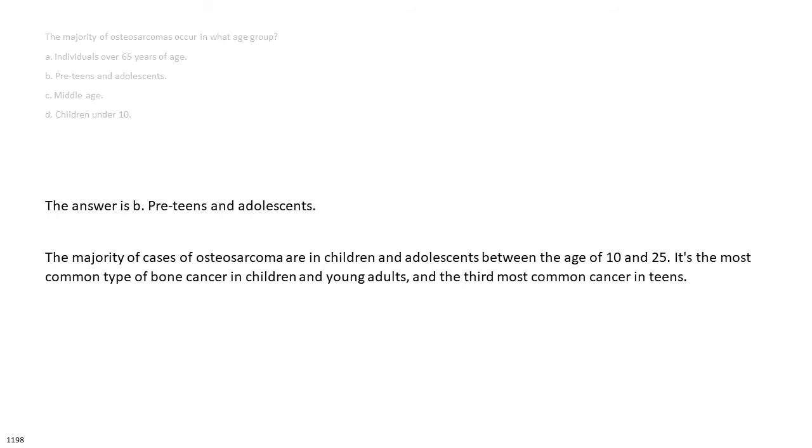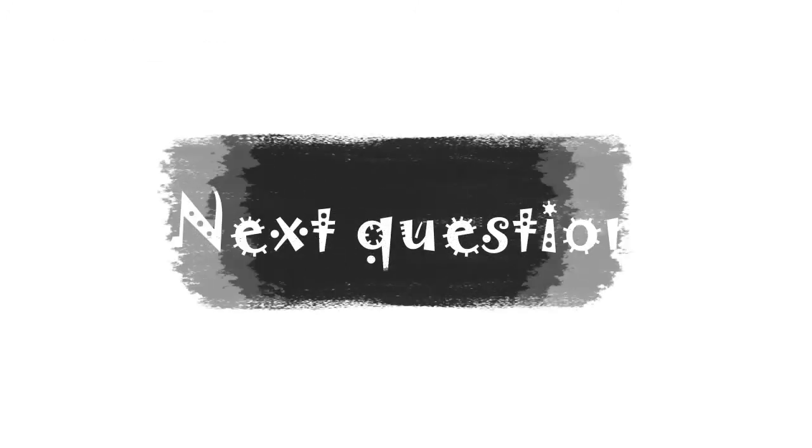The answer is B. Preteens and adolescents. The majority of cases of osteosarcoma are in children and adolescents between the ages of 10 and 25. It's the most common type of bone cancer in children and young adults, and the third most common cancer in teens.